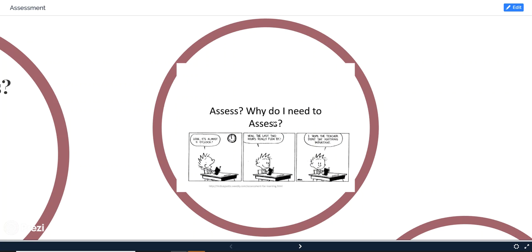So this comic says, it's 11 o'clock right now. The last 2 hours flew by. I wonder if the teacher said anything important.